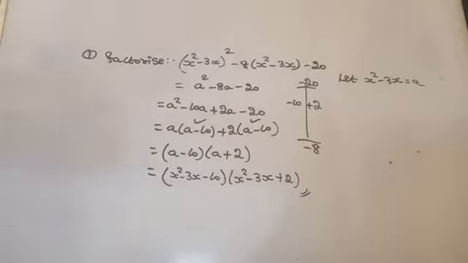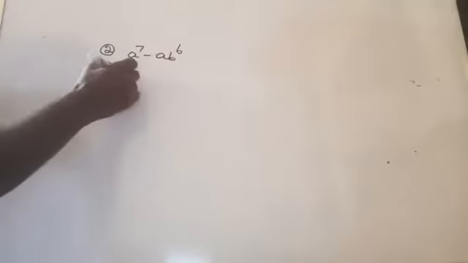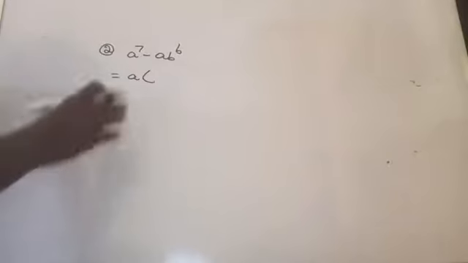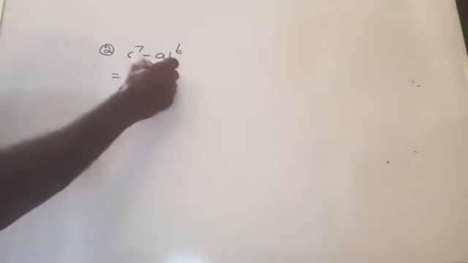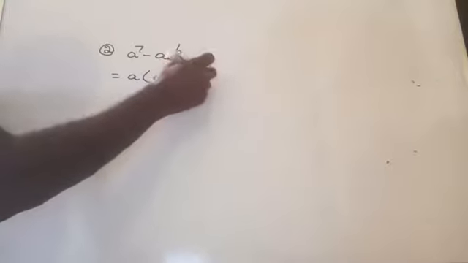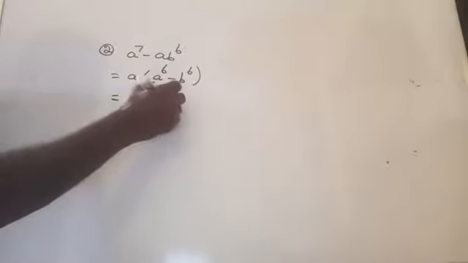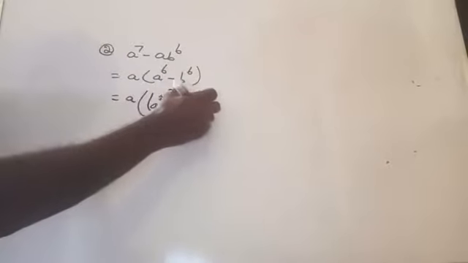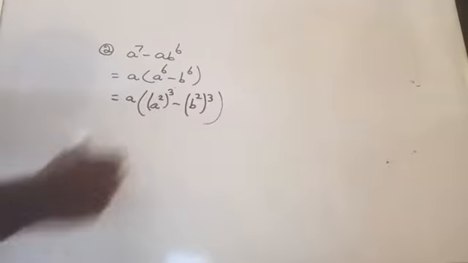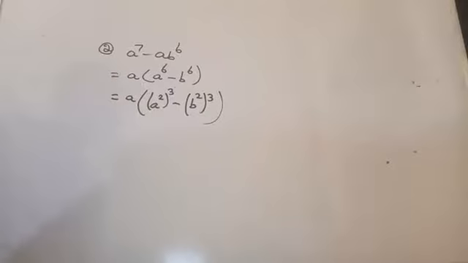The next part is factorize a power 7 minus ab power 6. Second question is a power 7 minus ab power 6. First take a common factor outside; a is a common factor for these two terms, so it will become a power 6 minus b power 6. Now this a power 6 can be written as a square the whole cube minus b square the whole cube. Otherwise you can write a cube the whole square minus b cube the whole square also.